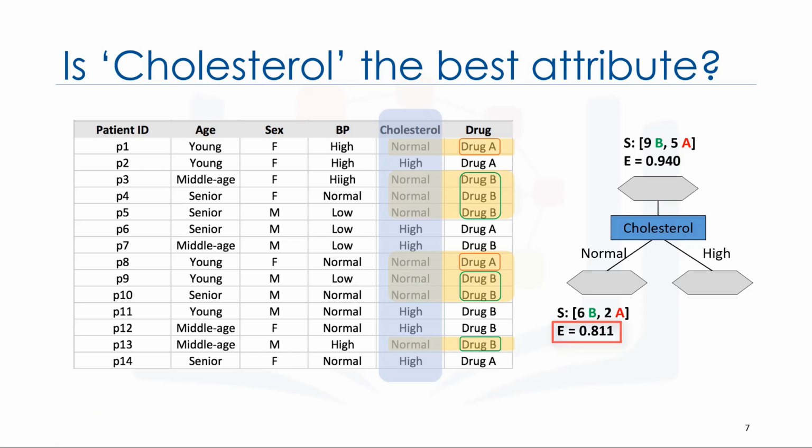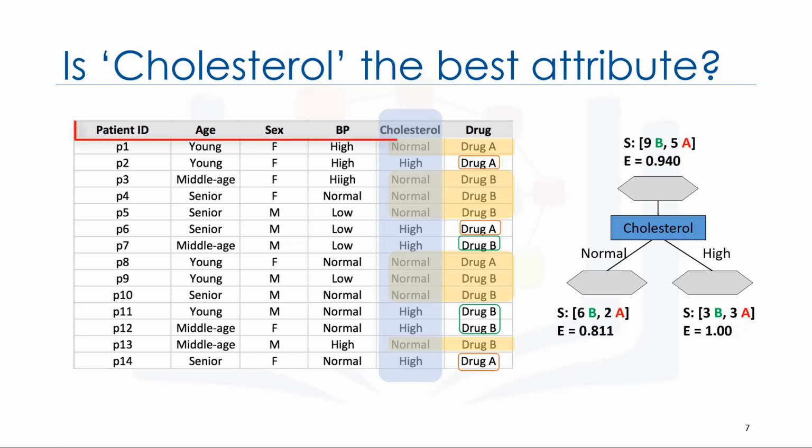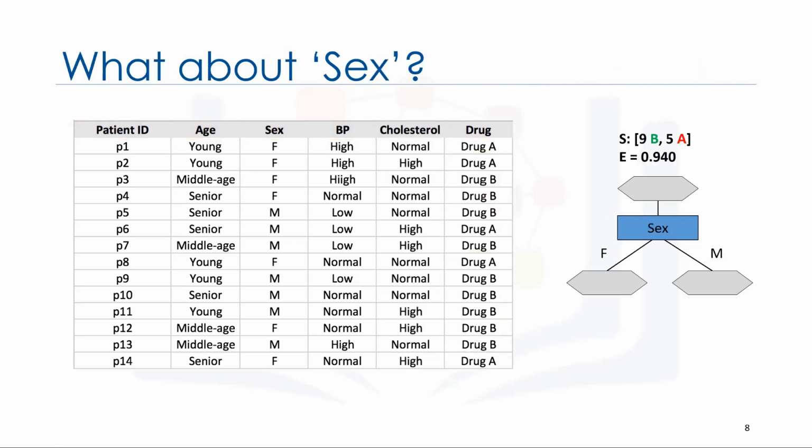in this case. But when cholesterol is high, the data is split into 3 for drug B and 3 for drug A. Calculating its entropy, we can see it would be 1.0. We should go through all the attributes and calculate the entropy after the split, and then choose the best attribute. Okay, let's try another field.